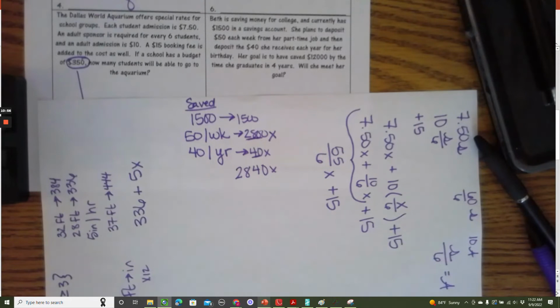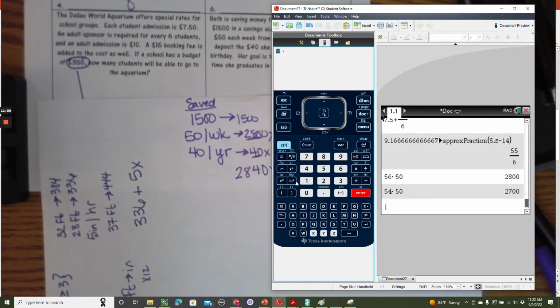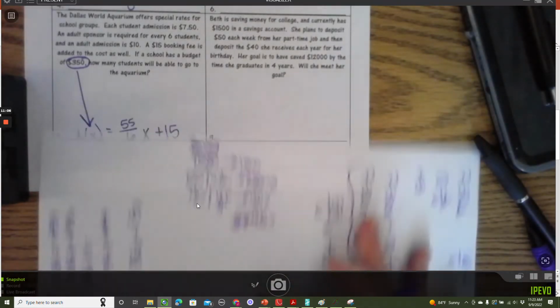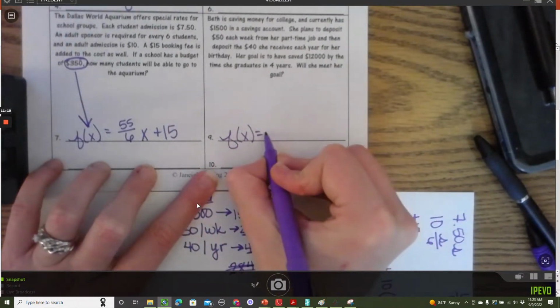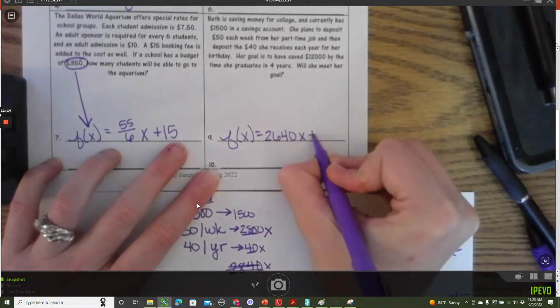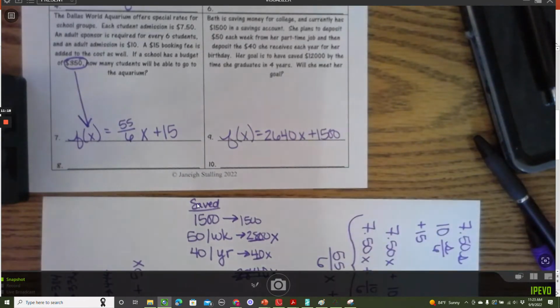You sure it's 56 weeks? I think it's 52 weeks. Yeah, it's 52 weeks in a year. Okay, so your equation here, f of x equals 2640x plus the 1500. All right, it wants to know, and on the Google quiz, this is a yes or no answer.